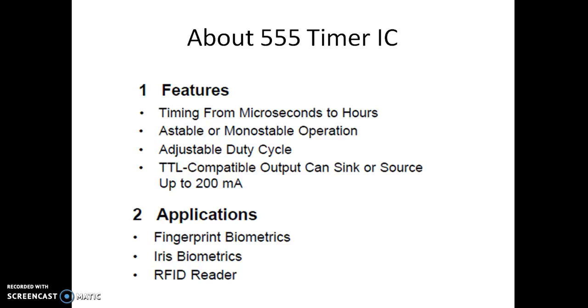Now let us see what are the features of this 555 timer. Timing can be from microseconds to hours. So we can make the on time, off time, or the pulse width vary from microseconds to hours. You can perform either astable or monostable operation. You can adjust the duty cycle of the output, and of course it's TTL compatible, and output can sink and source up to 200 milliamperes of current. When the output is going high, it can drive a current of up to 200 milliamperes. When it is going low, it can sink a current of up to 200 milliamperes.